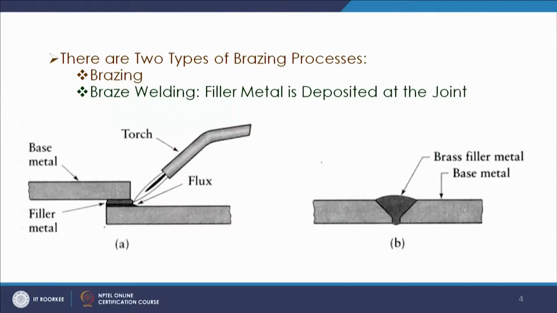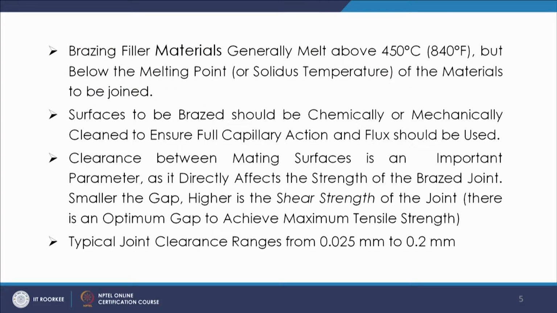Now, there are two concepts. One is the case in which the filling is by capillary action, and that is brazing. In case B, this is known as braze welding. Similarly to fusion welding, here you deposit the filler metal into the joint. That is known as braze welding. That is how brazing and braze welding are classified.